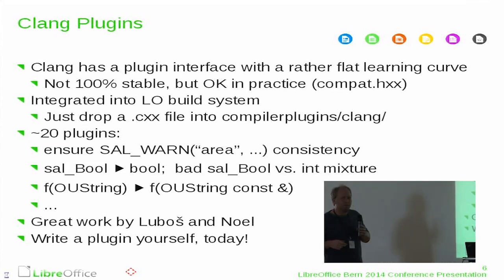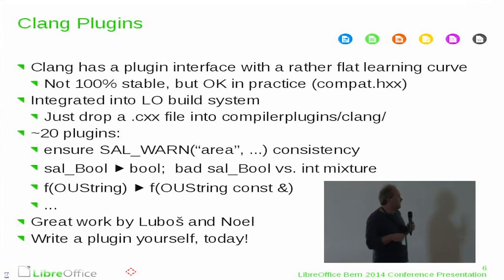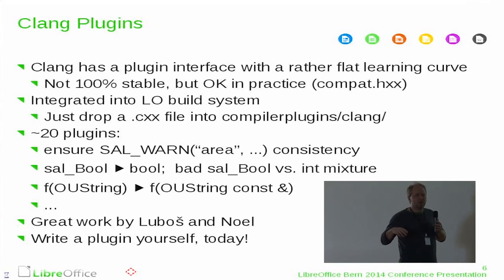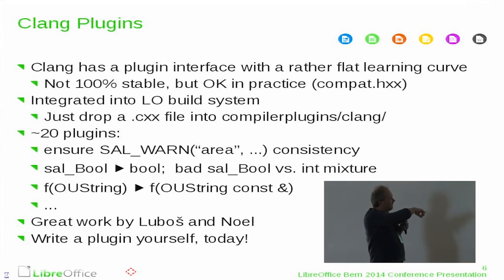Then there's plugins that helped in changing from this old SAL bool typedef to, in places where it can be used, actually use the C++ bool. Bad mixtures between SAL bools and integer literals, for example. Other cases also, like this replacing of string arguments with const references, and lots more. Like, we have about 20 last time I looked.